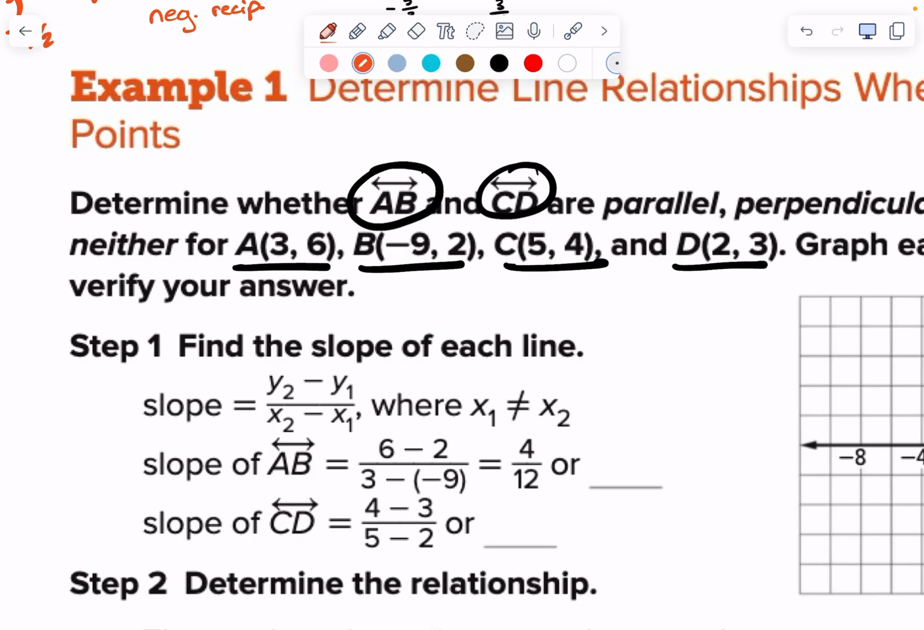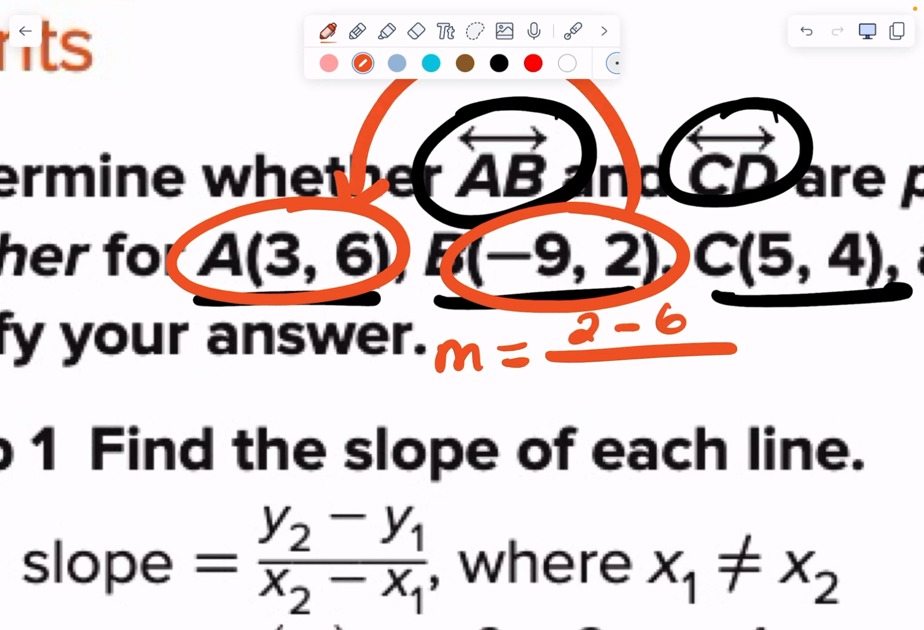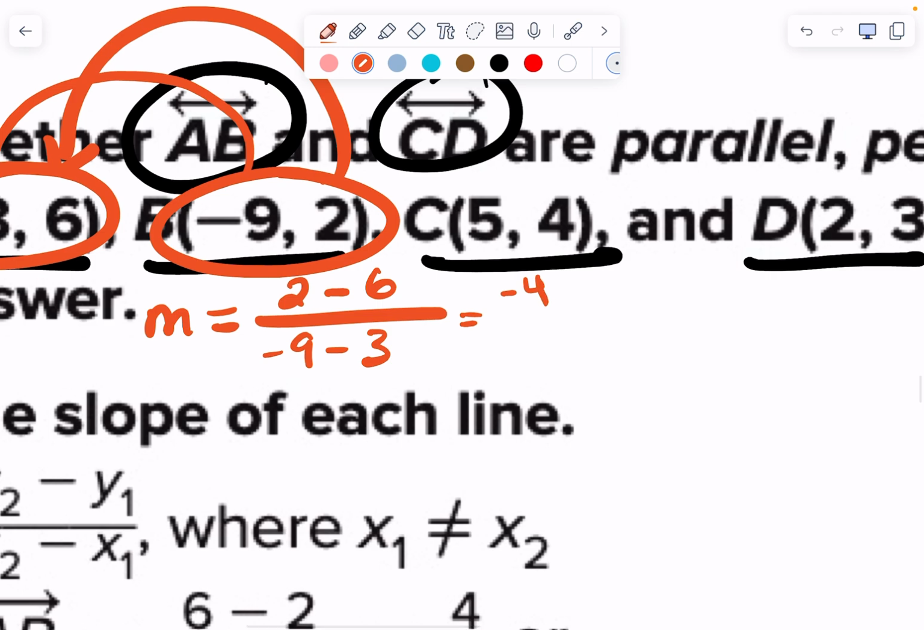Jack just said, to find the slope of a line, I do y2 minus y1 over x2 minus x1. Just looking at A and B: 2 minus 6, this guy minus this guy, over negative 9 minus 3. 2 minus 6 is negative 4. Negative 9 minus 3 is negative 12. And 4 over 12 reduces to 1/3. Positive, because the two negatives cancel each other out. So that line has a slope of 1/3.